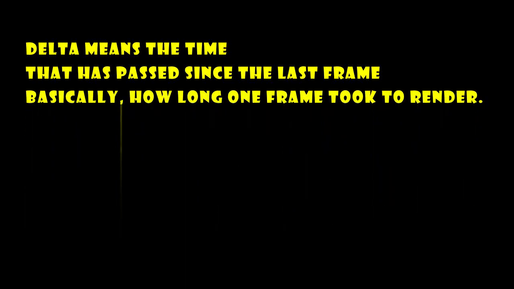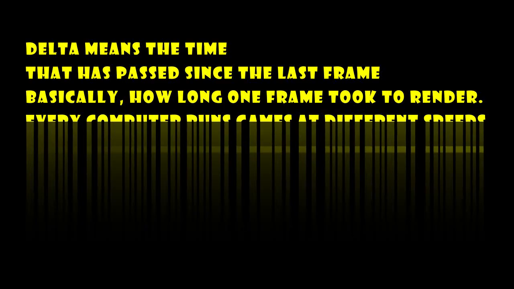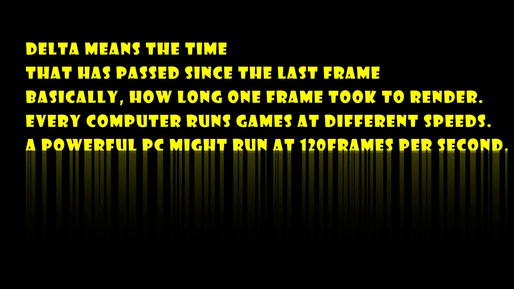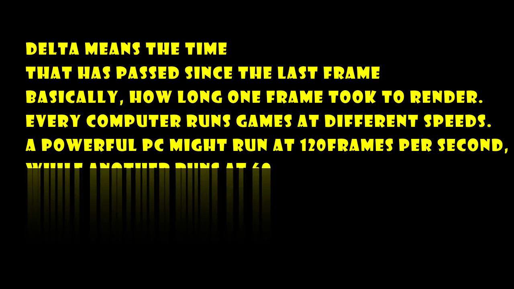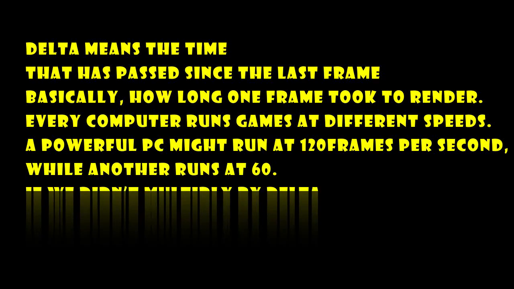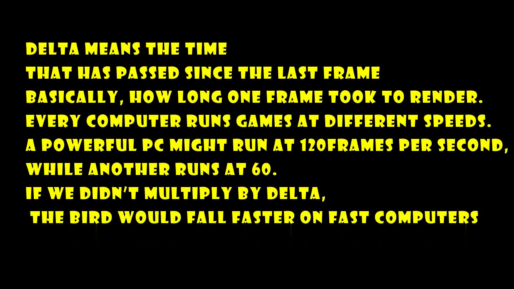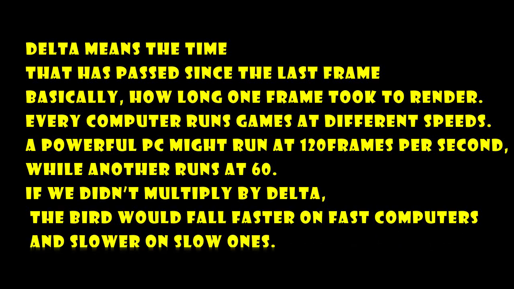Delta means the time that has passed since the last frame, basically how long one frame took to render. Every computer runs games at different speeds. A powerful PC might run at 120 frames per second while another runs at 60. If we didn't multiply by delta, the bird would fall fast on fast computers and slow on slow ones.